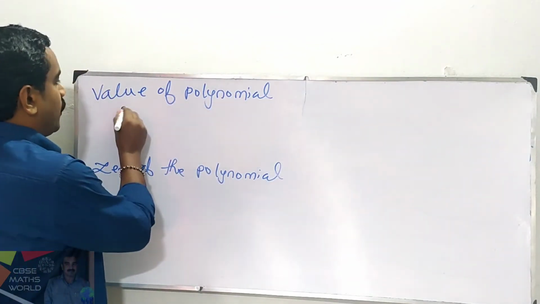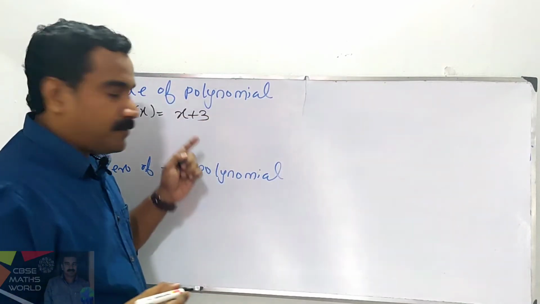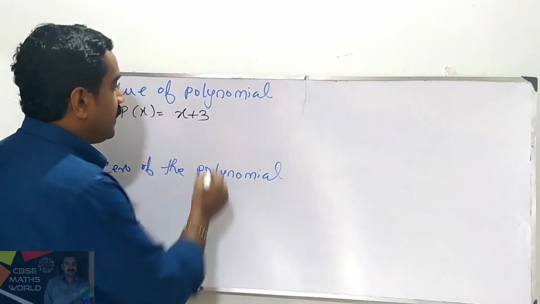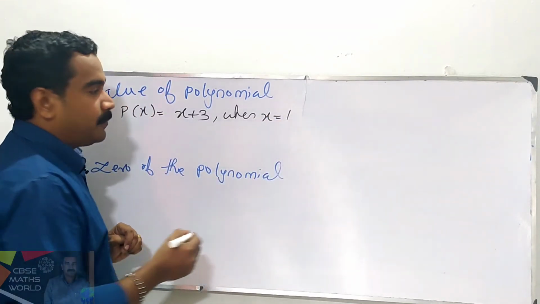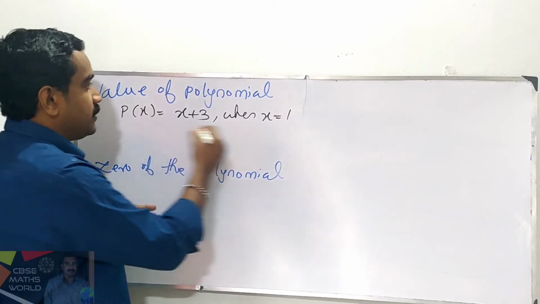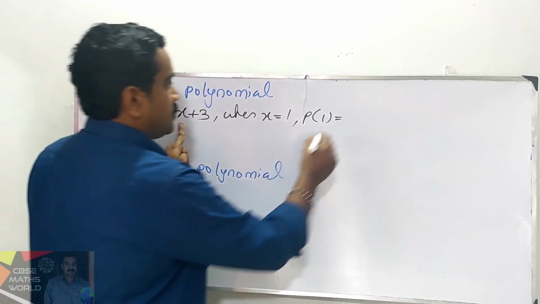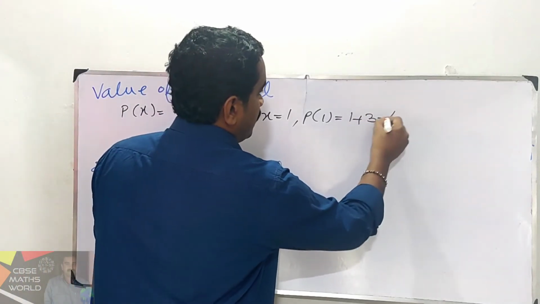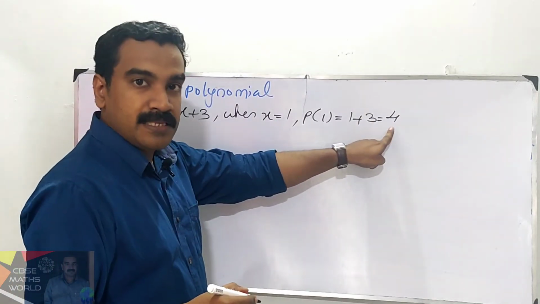Example, suppose a polynomial p of x equals x plus 3. What is the value of the polynomial when x equals 1? If x equals 1, we are replacing the x, so it becomes p of 1. What is p of 1? In place of x we substitute 1, so 1 plus 3. What is 1 plus 3? 1 plus 3 is 4. So when x equals 1, the value of the polynomial is 4.